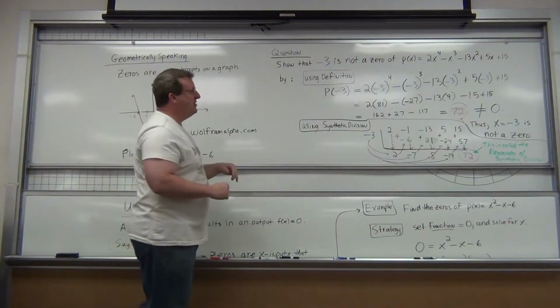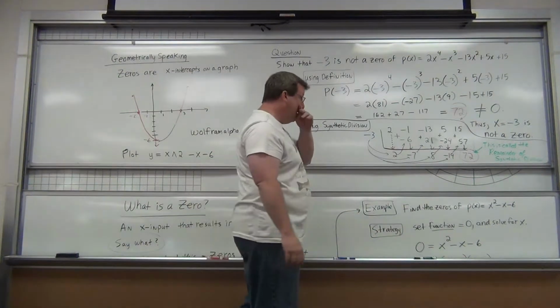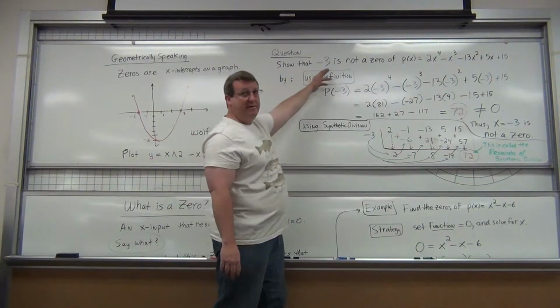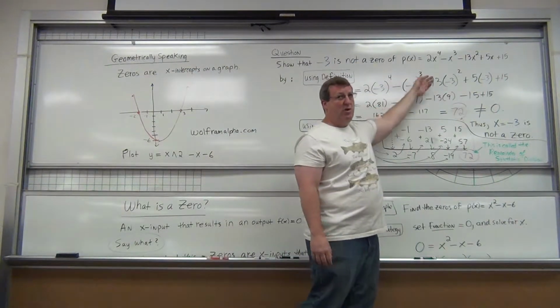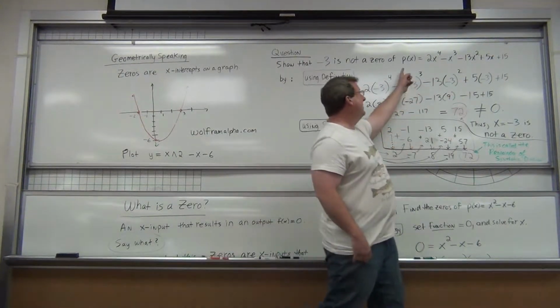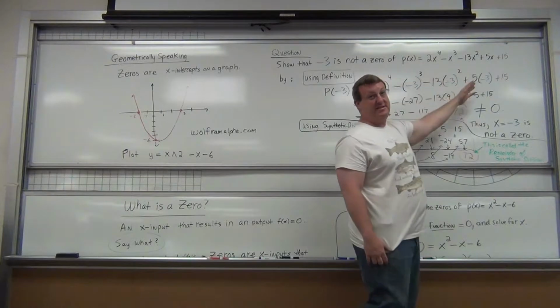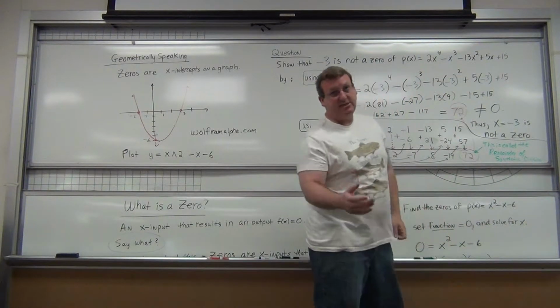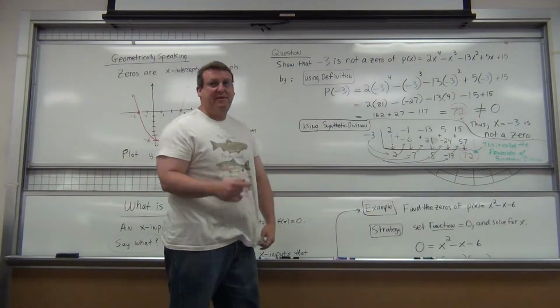Here's the type of question you might experience on an exam for an algebra class. Show that -3 is not a zero of this polynomial. Notice we upped the game. Notice this polynomial is a lot bigger. It's got a lot of x's. 2x to the fourth minus x cubed minus 13x squared plus 5x plus 15.